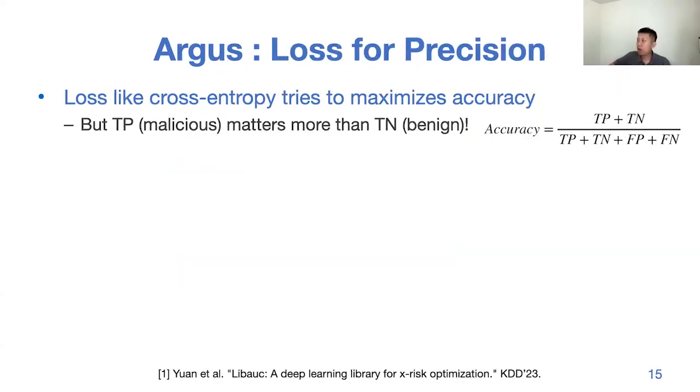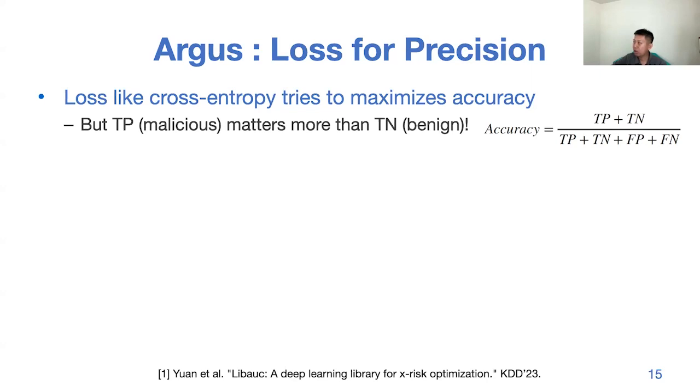And the other thing we tried, to optimize the existing work, is that instead of training for accuracy, we train for precision. So let me talk a little bit about the differences between accuracy and precision and why this matters to us. The standard approaches for training use things like cross entropy loss to maximize accuracy. But if you look at the accuracy equation, it basically treats the true positives, the malicious events, the same as the true negatives, the benign events.